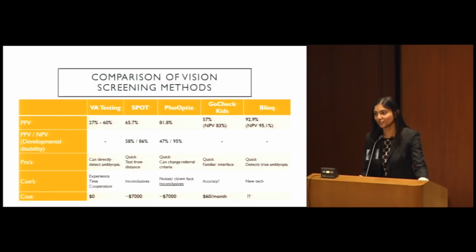When it comes to cost, though, which is the big question, that's where the difference really lies. Vision testing and the Bruckner red reflex are things you can do in your clinic with equipment you most likely already have, so it's about a cost of zero. The automated vision screeners cost roughly $7,000 one time each. The Go Check Kids, which is the phone screener, costs about $60 a month. And for this new technology, we don't know. We'll see how much it ends up costing, hopefully not too much.